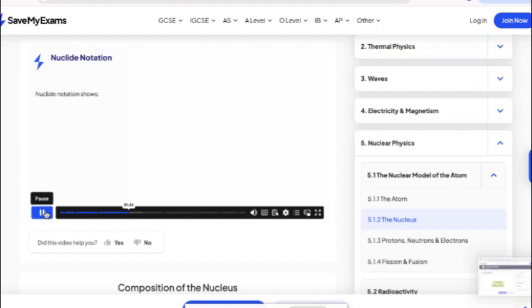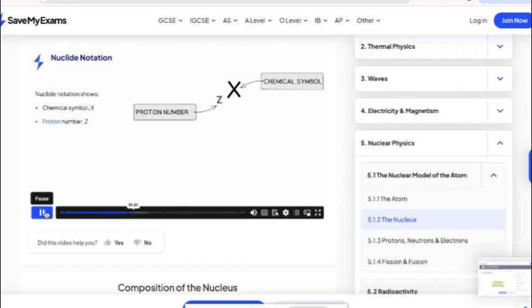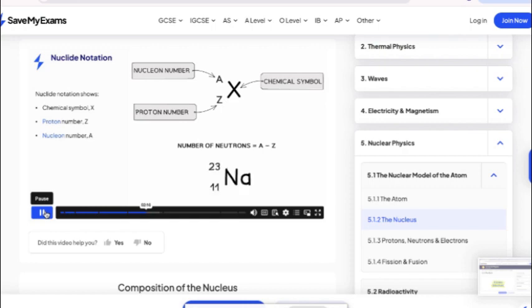Nuclide notation is a way of showing a nucleus's chemical symbol, which is represented with an X, the number of protons, which is represented with a Z, and the number of nucleons, which is represented with an A. As nucleon number is the number of protons and neutrons, we can calculate the number of neutrons in the nucleus by subtracting the proton number from the nucleon number. For sodium here, the nucleon number is 23, the proton number is 11, so there are 12 neutrons.